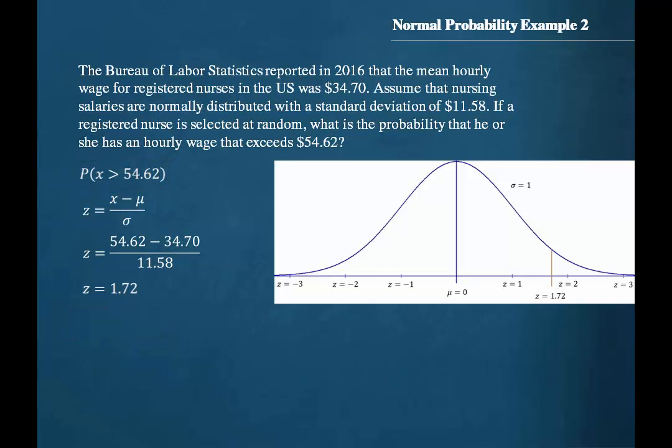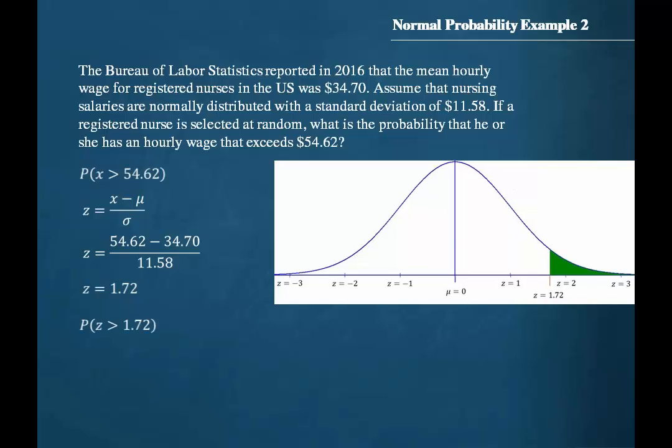The z-score 1.72 would lie between the z-scores of 1 and 2 on our normal probability distribution, a little closer to 2. We are looking for the probability that z would exceed this value, which would correspond to the area under the curve in this tail.